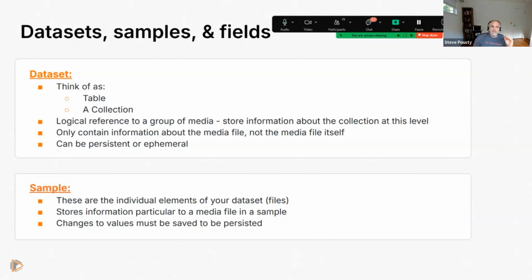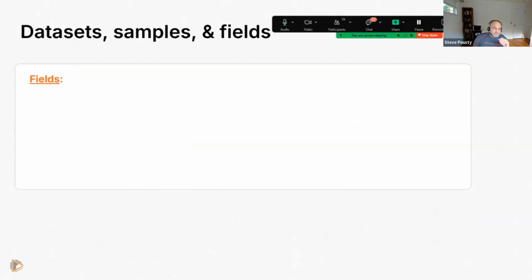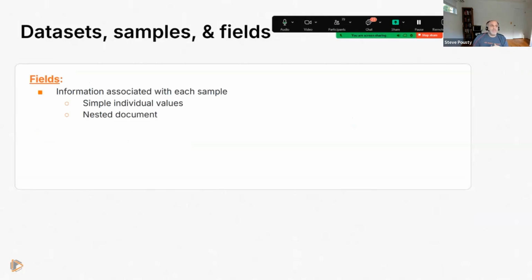All right, so that's data sets, and data sets are made of samples, and then samples have fields. This is the information associated with each sample. It's as simple as that. They can be a simple individual value, like an integer or a Boolean, but they can also be a nested document. It can actually be a complete object that is contained within a field. We'll see examples of both later. An example of the simple kind was the false negative, false positive label. That's just a simple field with a two-letter string. It's not anything more than that. But then there are nested documents we'll see in a bit.